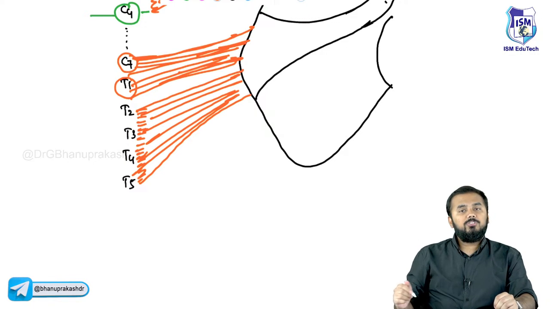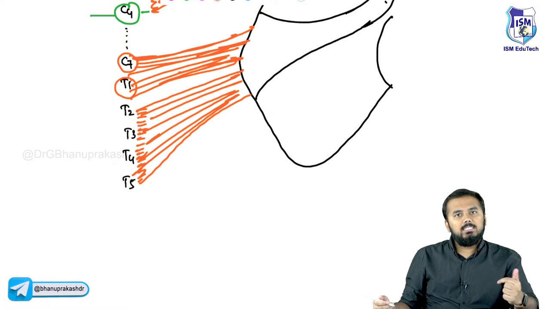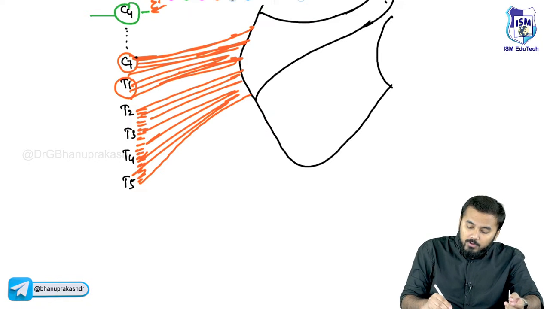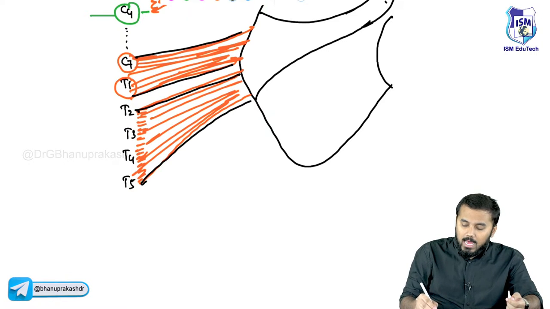Sir, what is the difference between these two? The only difference is that the upper one is originating from C7, T1. The lower one is originating from T2, T3, T4 and T5. And the other difference is that the upper one is small compared to the lower one. The lower one is large.